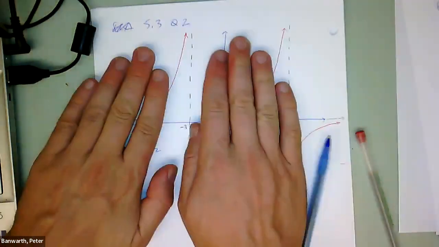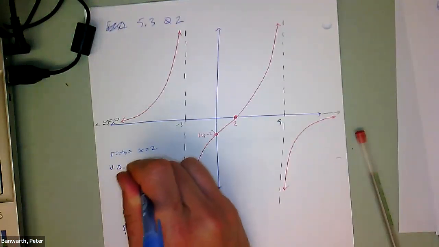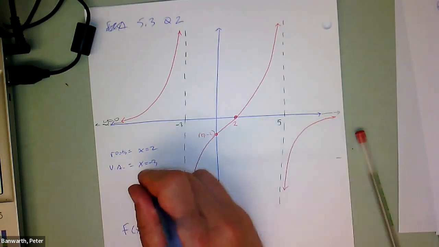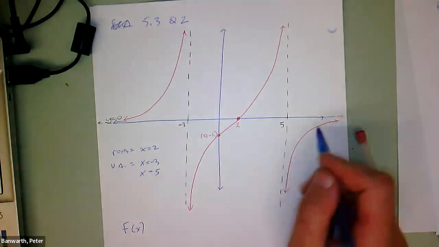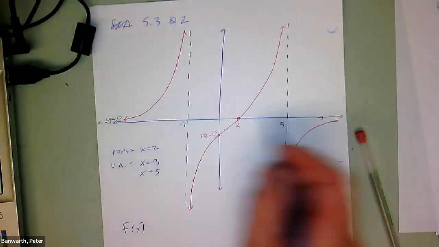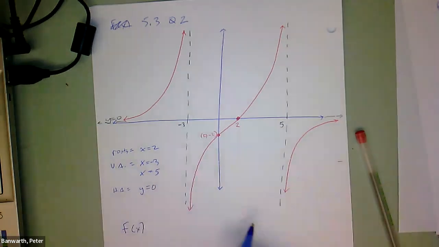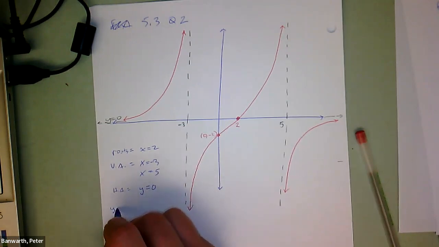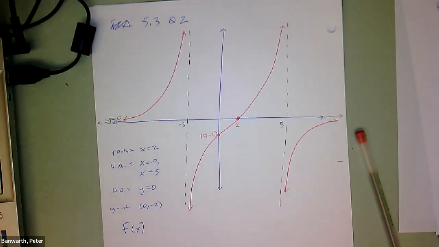Now let's find the vertical asymptotes. So that's right here. That's at x equals -3. And there's another one here at x equals +5. Now let's check our horizontal asymptotes. So we have a horizontal asymptote at y equals 0, which can tell us something about how the function should end up looking, and a y-intercept at 0, -2.